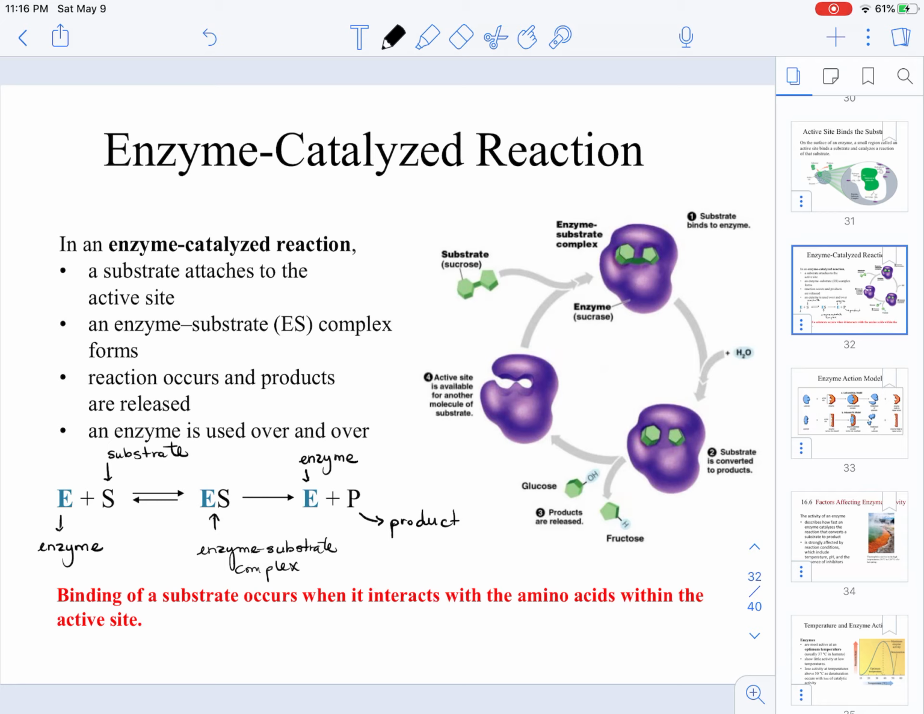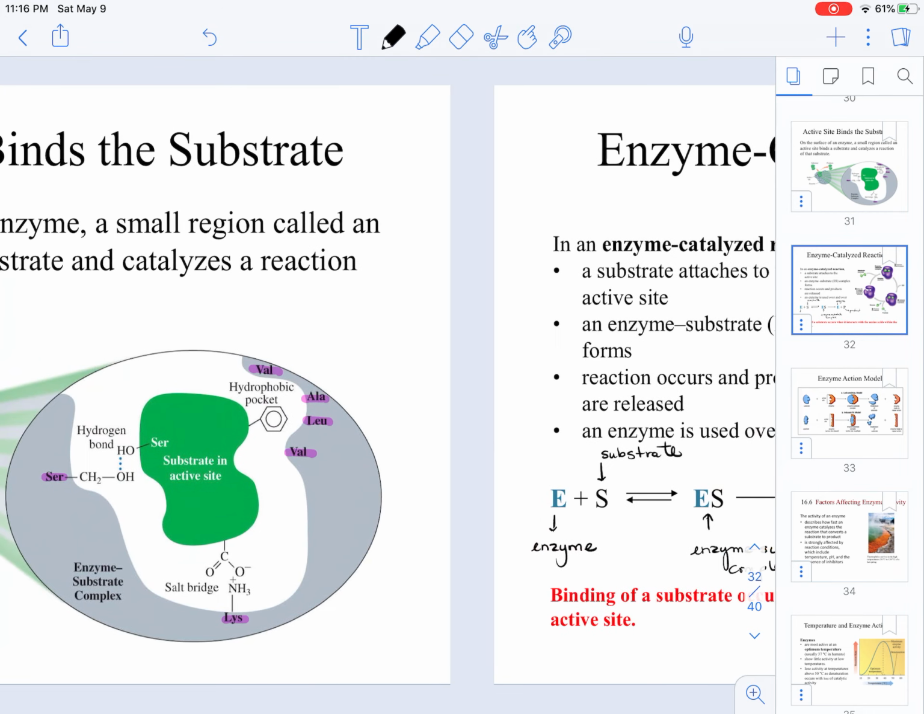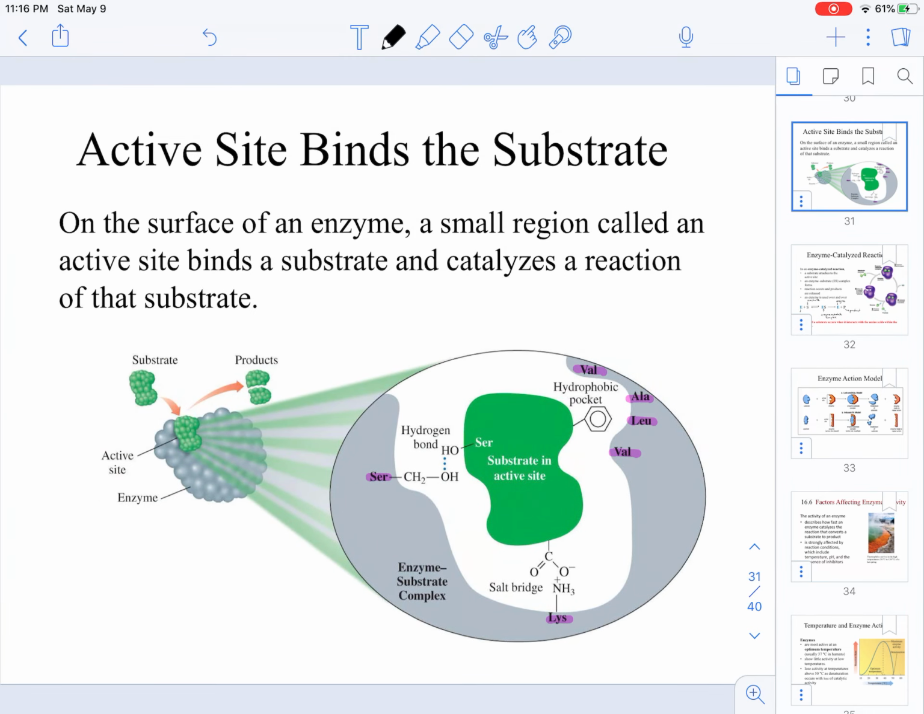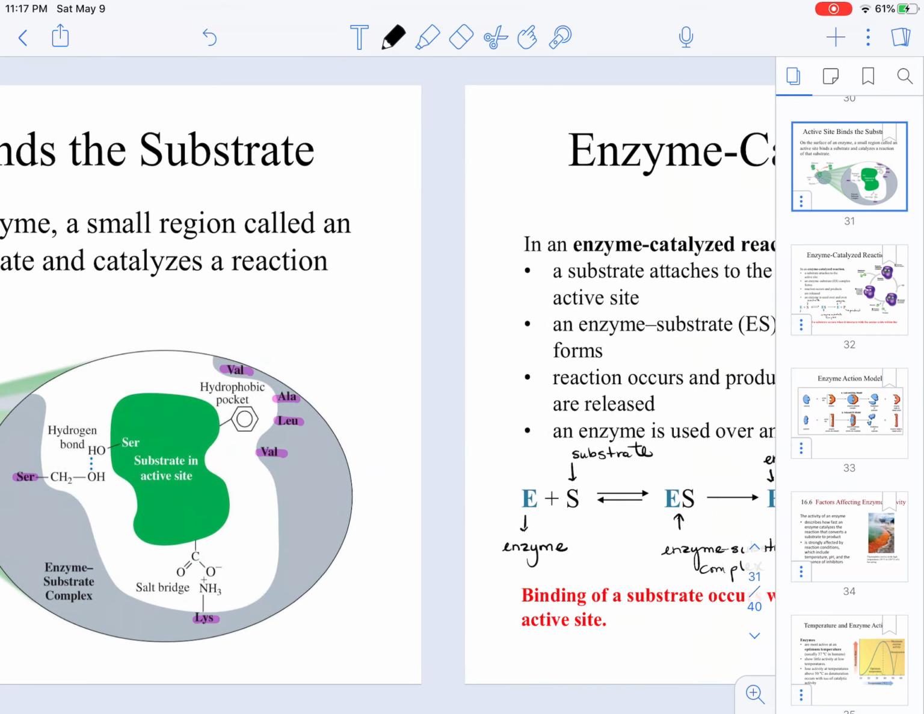It is very important to point out that in an enzyme catalyzed reaction, the enzyme is just utilized in the reaction, it is never consumed or destroyed. It is always regenerated at the end, okay? Now, as you can see, the binding of a substrate occurs when it interacts with the amino acids that are present within the active site. And that's what I was illustrating here with the amino acids that were highlighted in the previous slide.